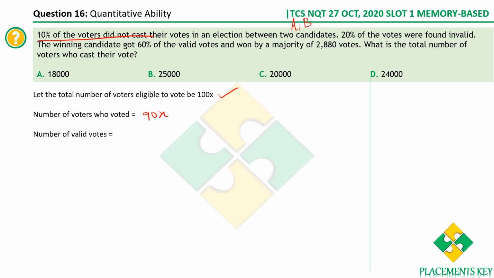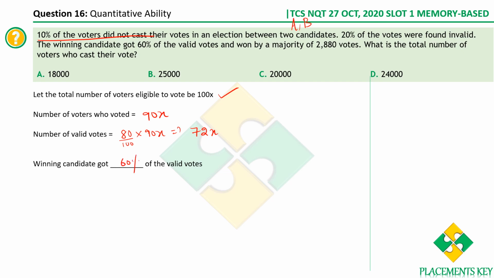Okay, next, what is the number of valid votes? We know that out of the total number of voters who voted, 20% of the votes were found invalid. Therefore, only 80% were valid. So 80% of the votes which were voted, that is 90x, were valid. So 80 into 90, you get 72x. Therefore, the number of valid votes was 72x. Now it's given that the winning candidate got 60% of the valid votes.